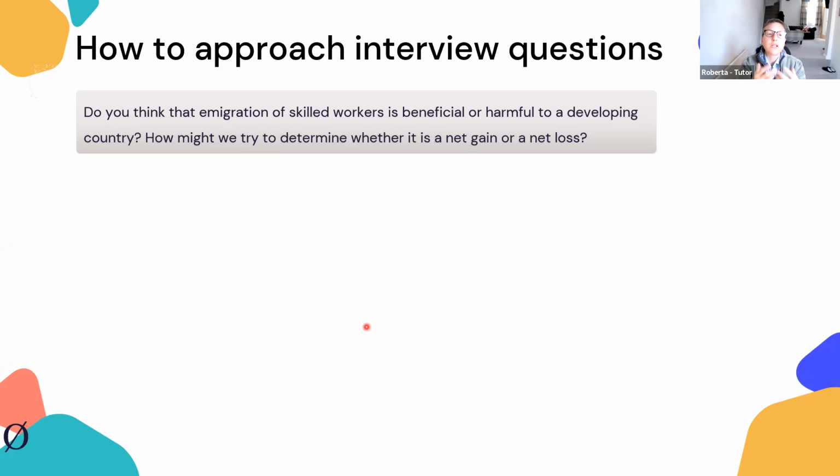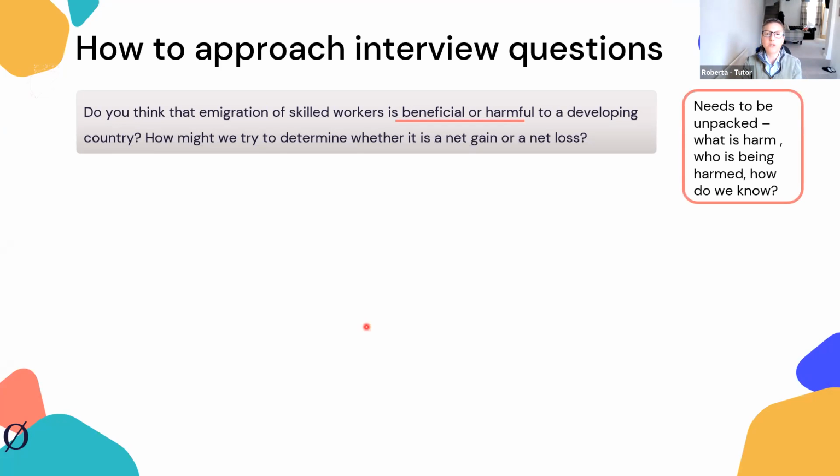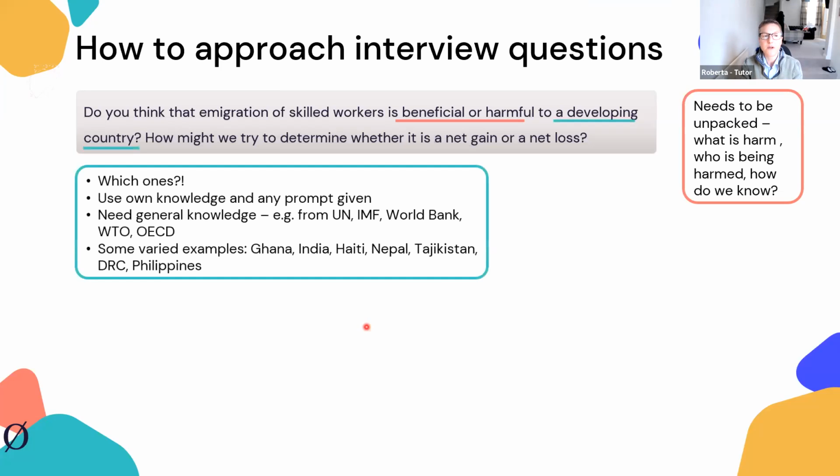Now, whenever you're actually looking at a question about skilled workers and a developing country, you probably need to know something about emigration patterns and what's been happening in the world of mobility of labor and the ability to move around the world. COVID's obviously a big factor. Brexit and that free movement is a big factor as well. But whenever you're looking at this question, you have to make sure you unpick the question. What do you mean by beneficial or harmful? How is it harmful? Do you mean economically harmful?